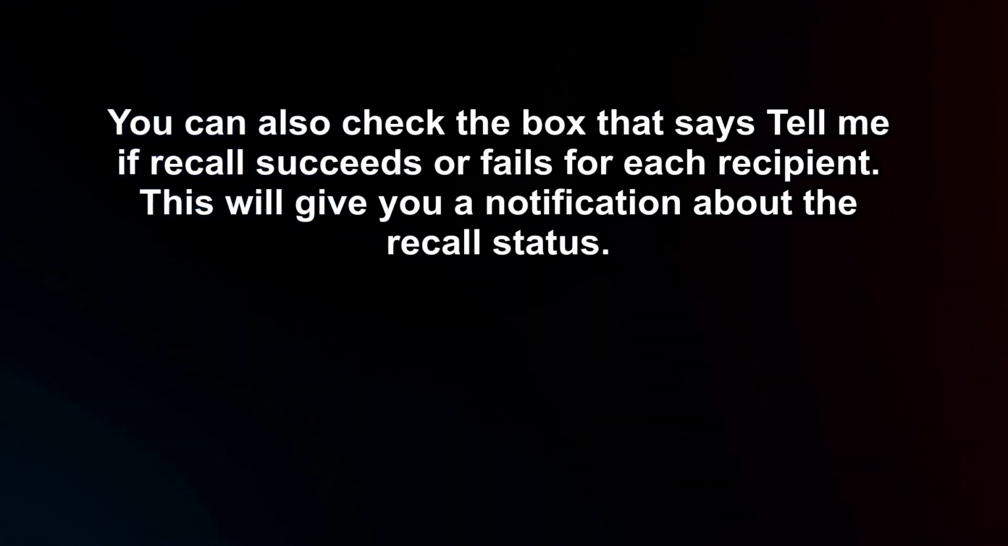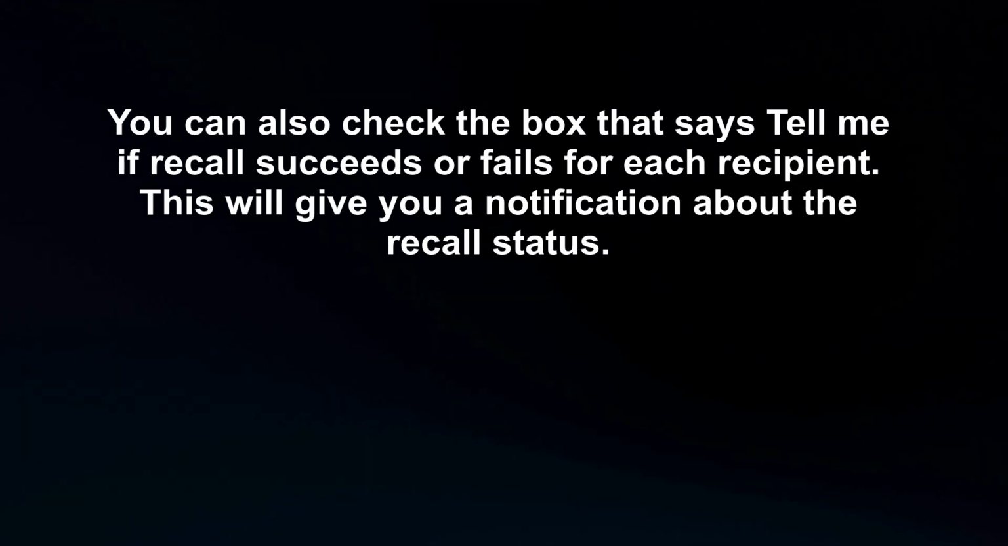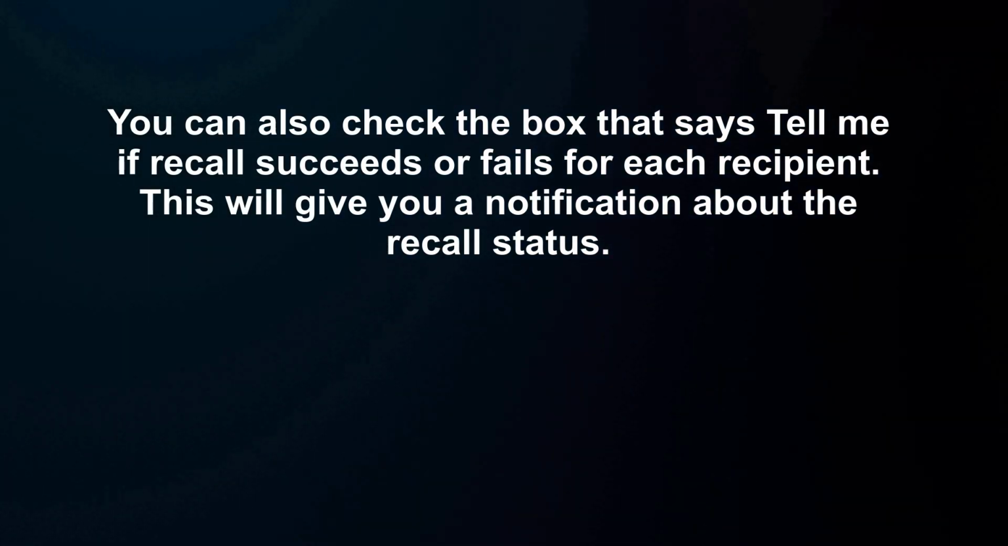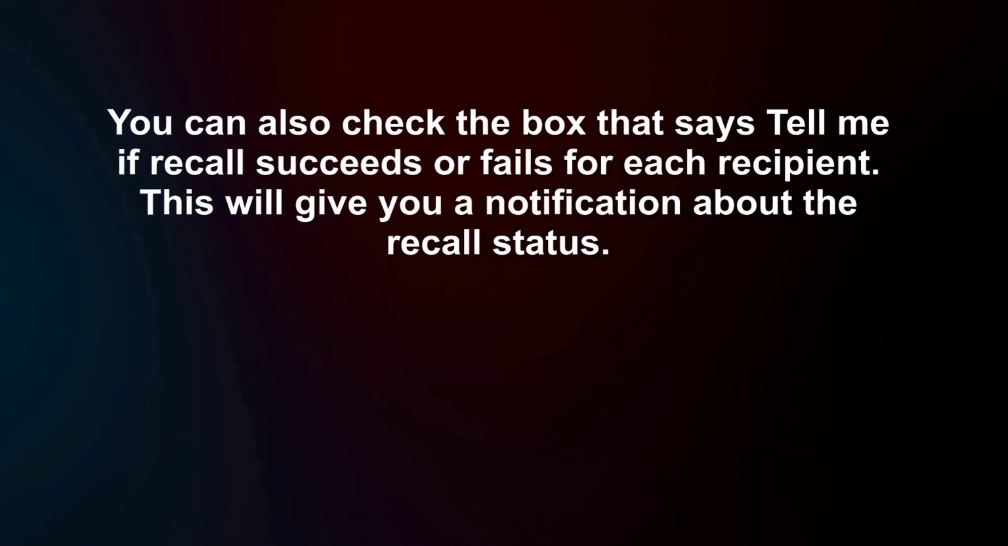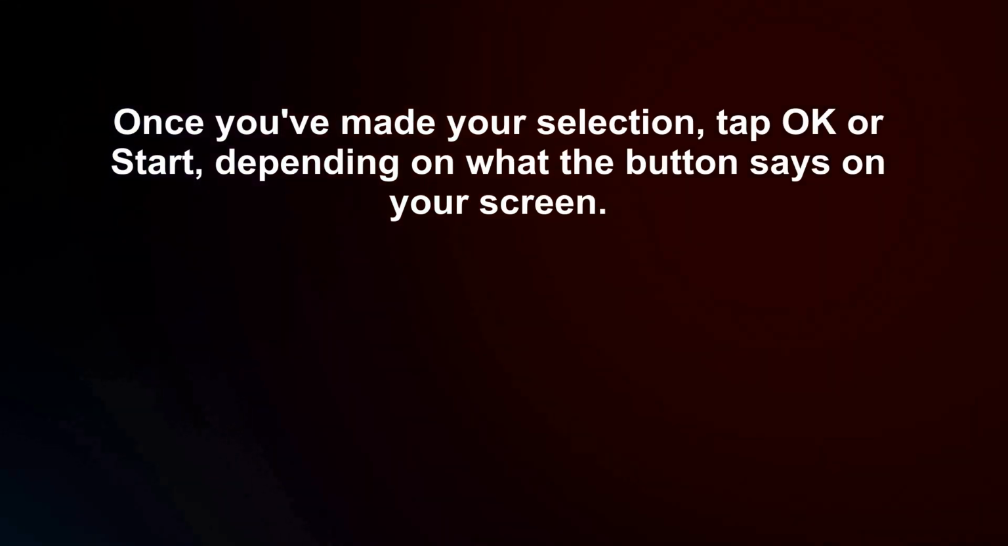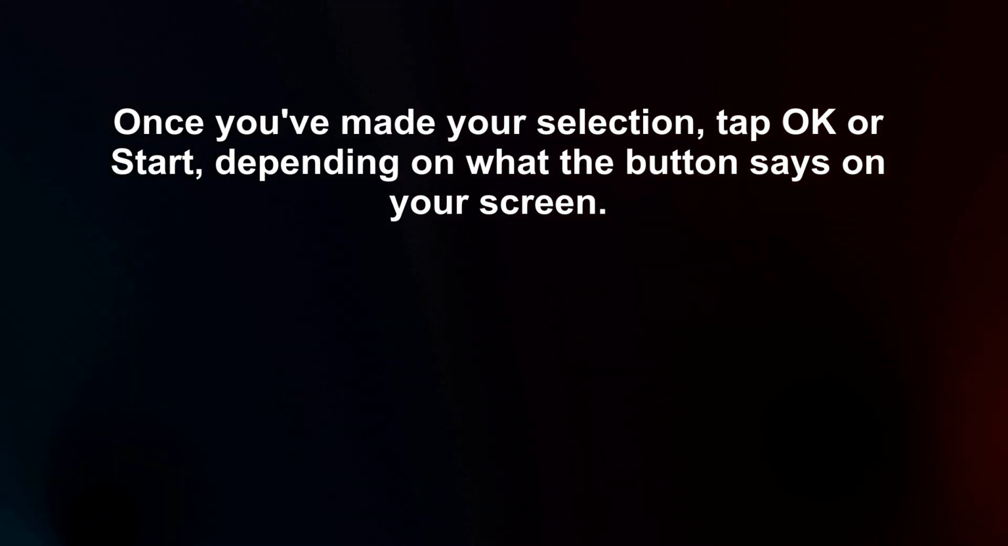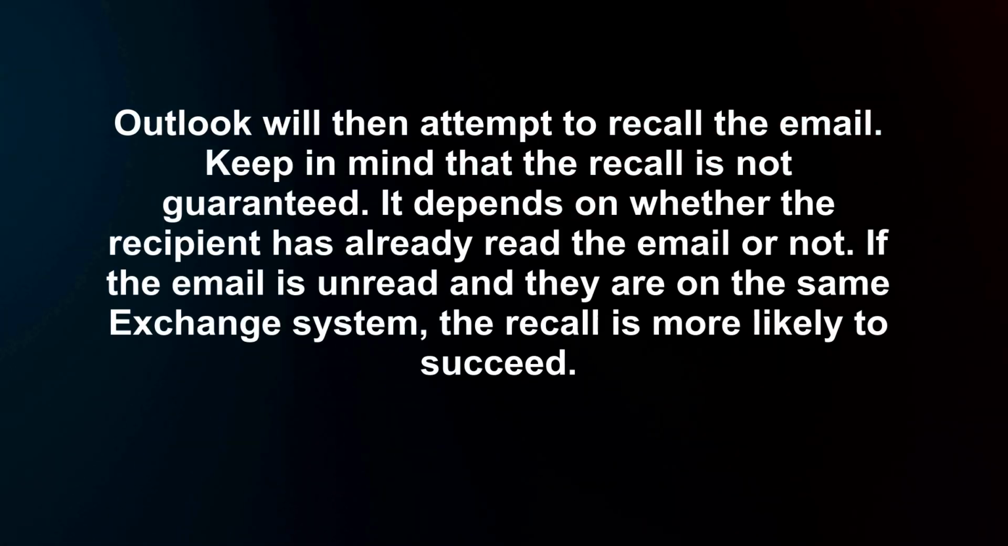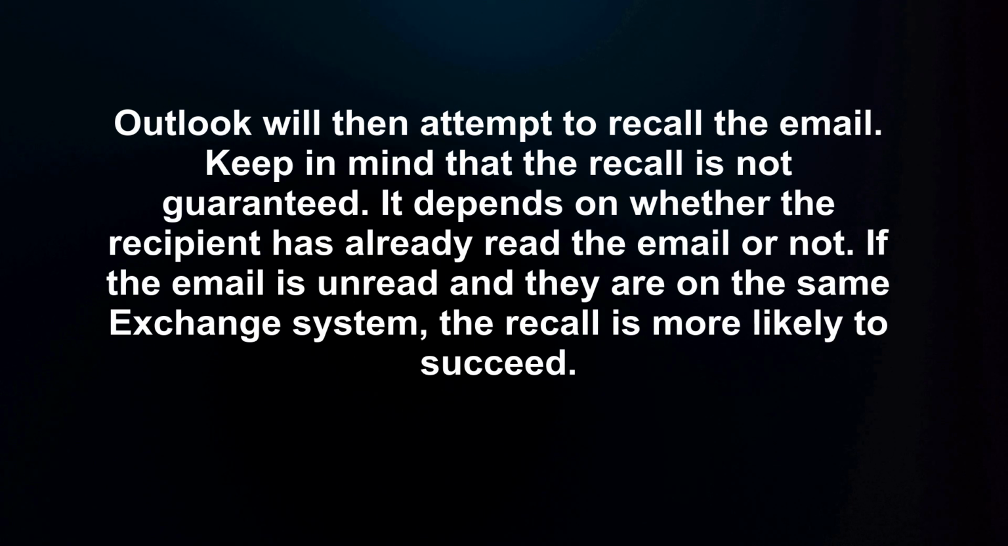You can also check the box that says tell me if recall succeeds or fails for each recipient. This will give you a notification about the recall status. Once you've made your selection, tap OK or Start, depending on what the button says on your screen. Outlook will then attempt to recall the email.